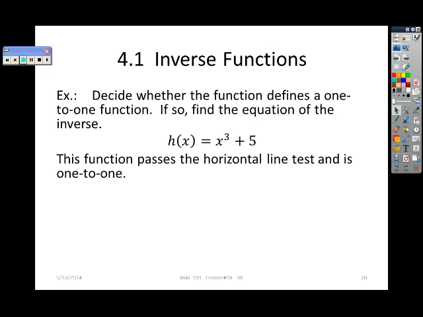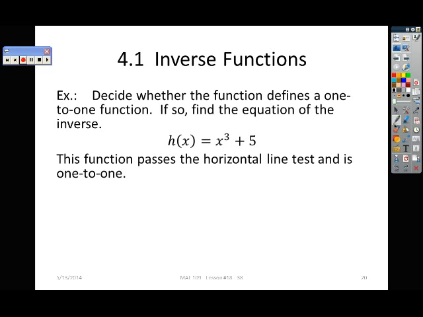So how do we find that inverse? First step is, instead of h, write y. So I say y equals x cubed plus 5. Let me go ahead and do it manually. Might be a little easier to follow. So I'm going to write y equals x cubed plus 5. All I've done is, instead of writing h of x, I write y.